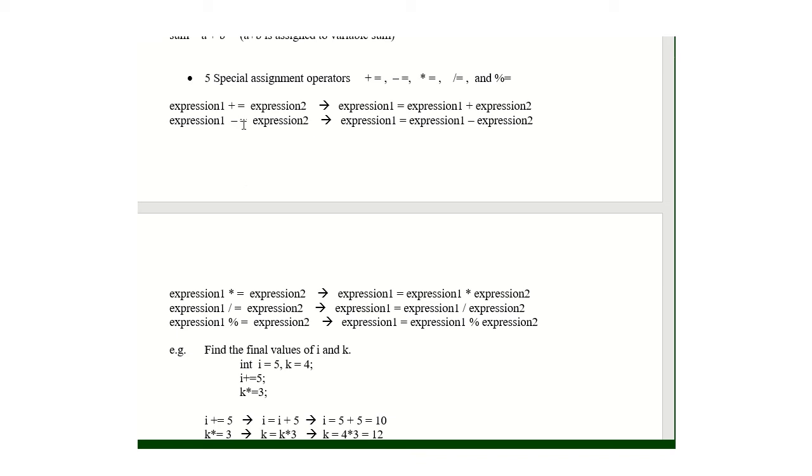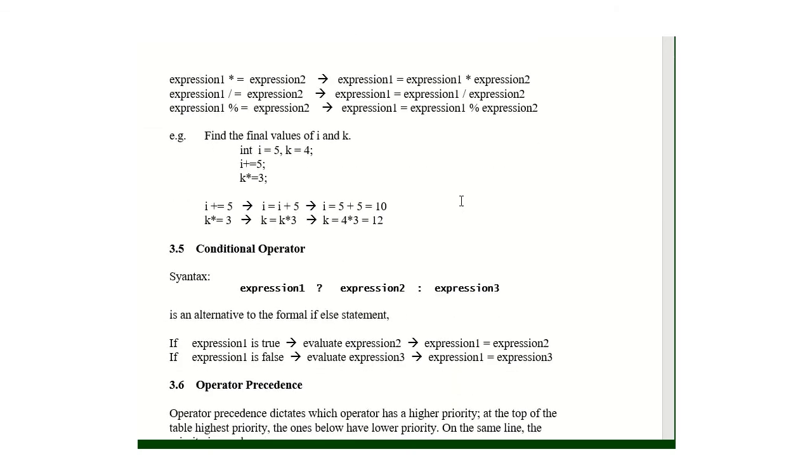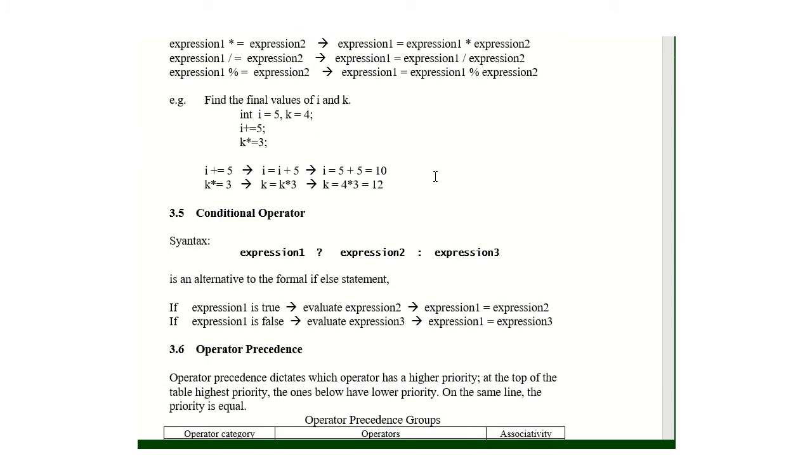Expression 1 equals expression 1 minus expression 2. This one, expression 1 equals expression 1 times expression 2. Expression 1 equals expression 1 divided by expression 2. Expression 1 equals expression 1 modulus expression 2. Find the final values of k in this example.